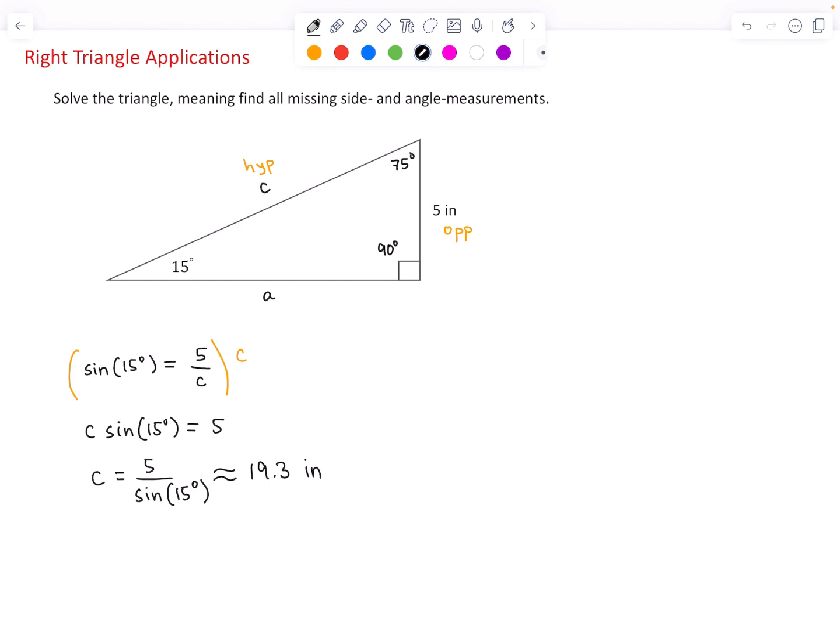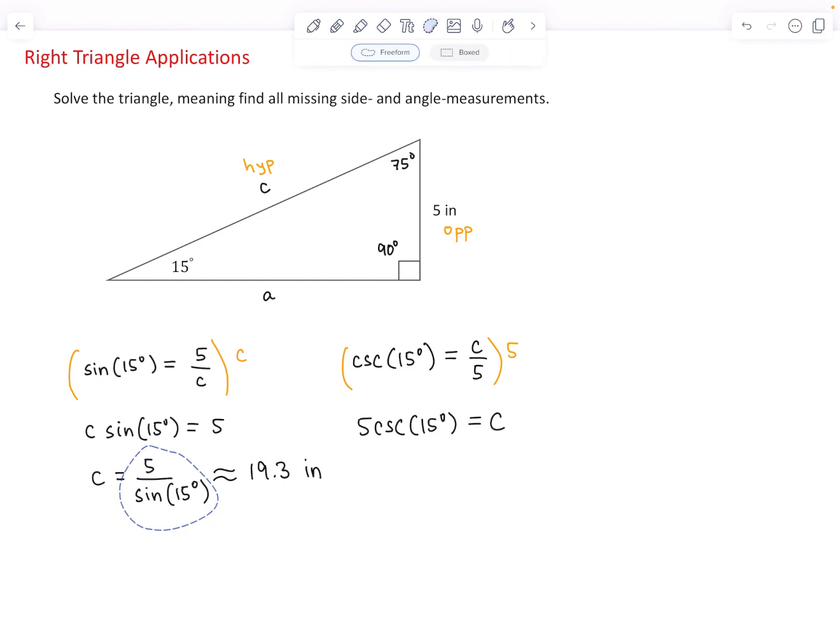There's another trig function that involves opposite and hypotenuse, and that would be the reciprocal of sine, which is cosecant. So we know that the cosecant of 15 degrees would be equal to the hypotenuse divided by the opposite. So that would be C divided by 5. Keep in mind that we're solving for C. So if I simply multiply both sides of this equation by 5, that will give me C isolated on the right. And we have 5 cosecant of 15 degrees is equal to C. This is another acceptable answer.